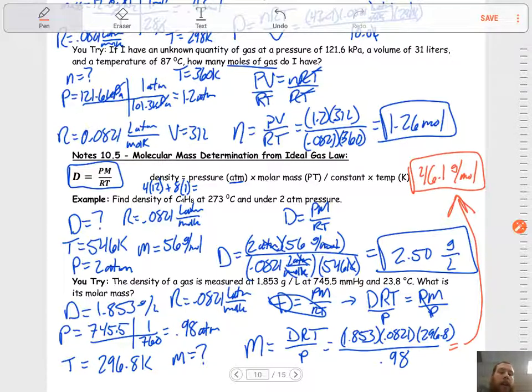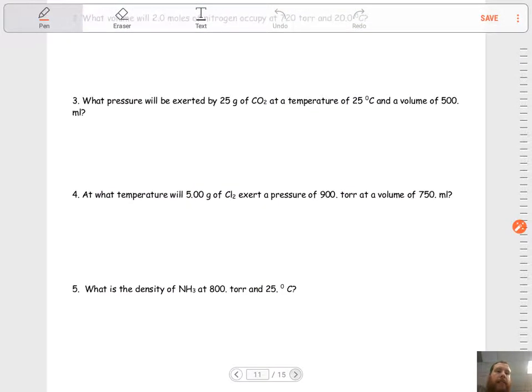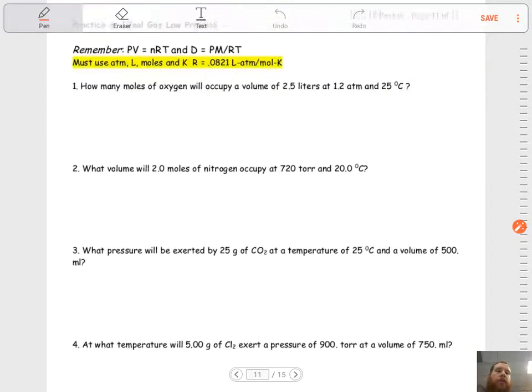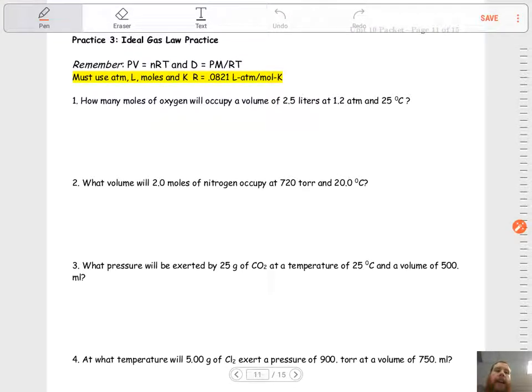If you had issues, guys, with any of the problems that you've done, as always, raise your hand and call me over. I can come over and help you. But now you are good to go and practice the next page. Do practice number 3, ideal gas law practice. Remember, make sure you can use either PV equals nRT or the density formula. Use atmospheres, liters, moles, and K, and your R value is that. So you have to be able to figure out what formula you need to answer, and that's what we'll be practicing in this. All right, if you have questions, let me know.